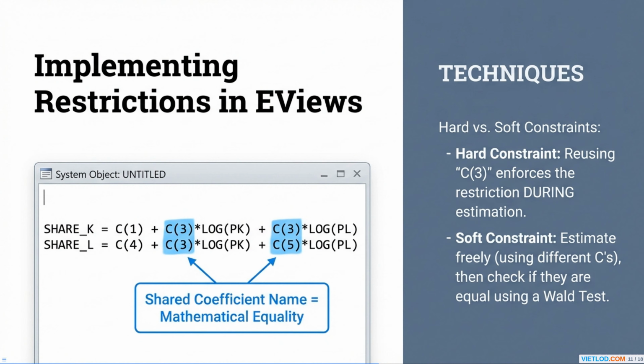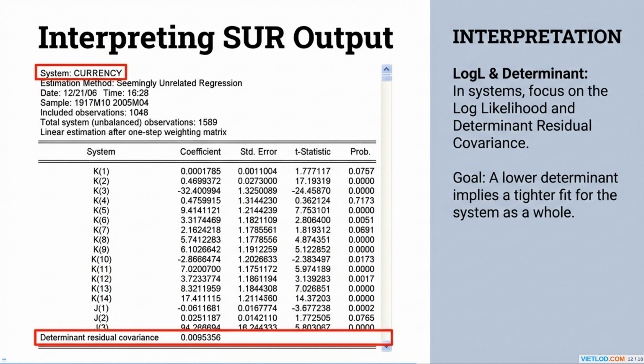An alternative is a soft constraint, where you estimate freely with different coefficients, e.g. C3 and C5, and then use a Wald test to check if they are statistically equal after the estimation. Look at the code. Share K equals C3 times log PL, and share L equals C3 times log PK. By using C3 in both places, we have forced the cross-price effect to be identical, directly implementing the symmetry condition. After we've estimated our system, whether restricted or unrestricted, the next step is to interpret the output.